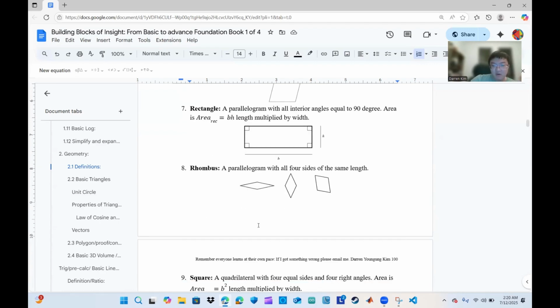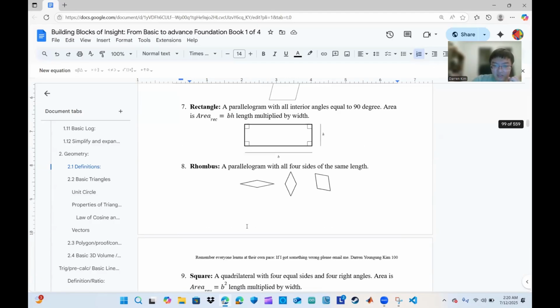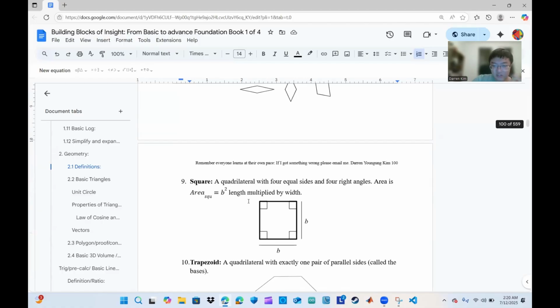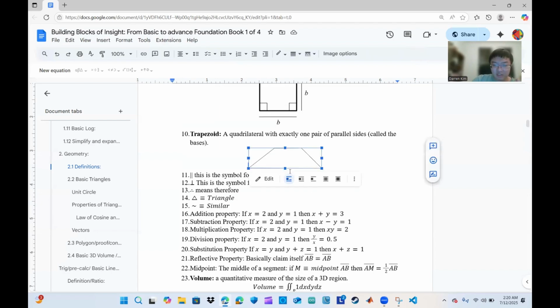A parallelogram with all four sides of the same length. Quadrilateral with four sides and four right triangles. Area is b squared, so base squared, but just base times base, basically. Base cubed, sorry, that's what I should say. Length multiplied by width, but well, there's no difference between them. That's what I'm trying to say. Quadrilateral with exactly one, this one I actually explained earlier a long time ago.